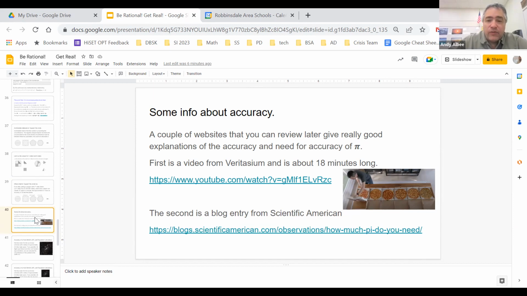The second one is from the Scientific American, and it talks about how accurate do we really need to be with pi, right? We go to our GED test, and right on the GED formula sheet, it says pi is approximately 3.14. So they're saying use 3.14. Do we have to use 3.14?